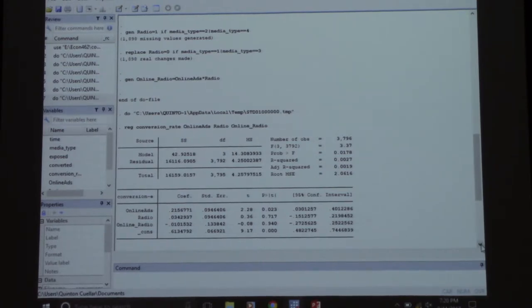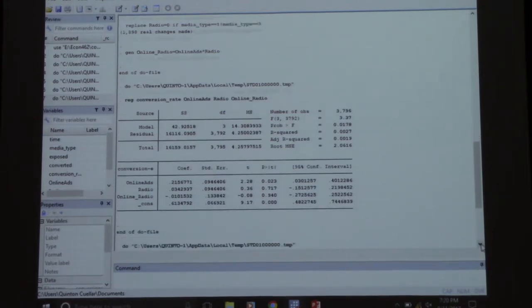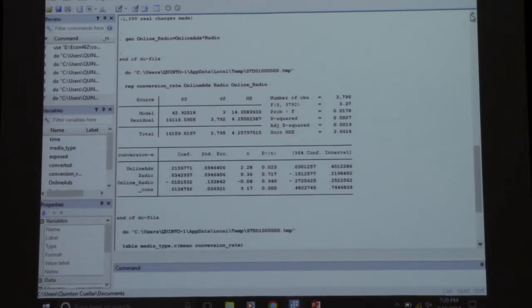So let's go back to the table, because I think I confused you more than I've helped here. But this is a really cool assignment. Let's go back to the table.